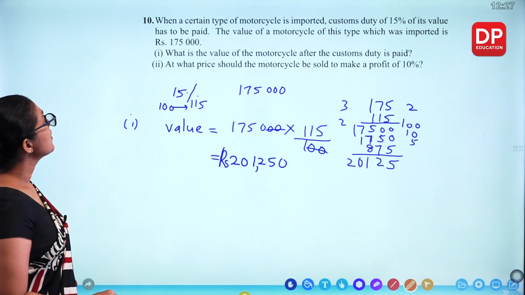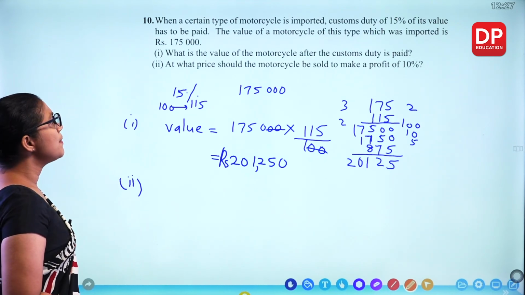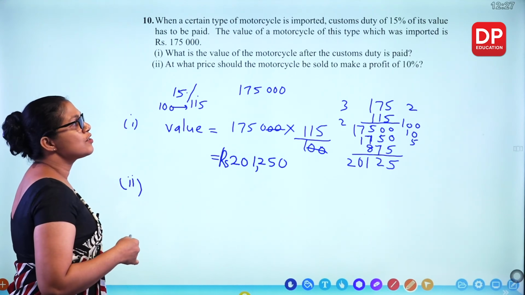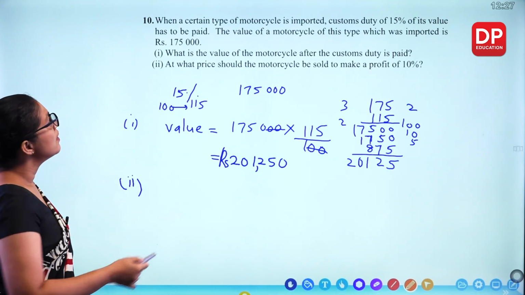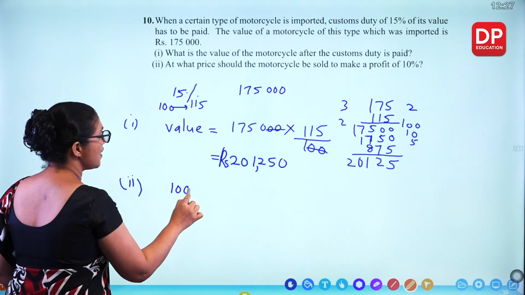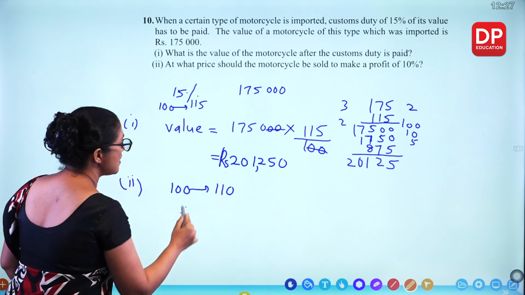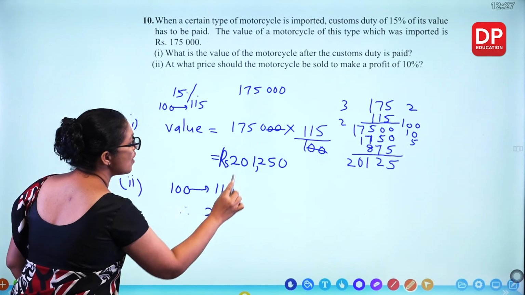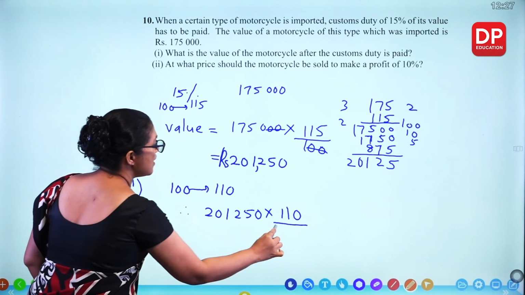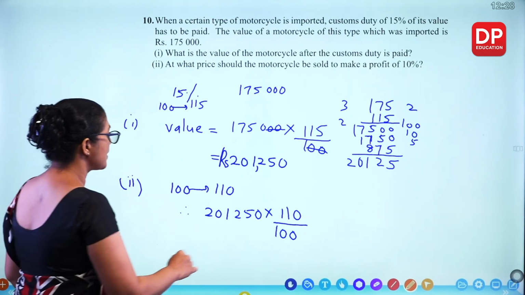That means 201,250 rupees. And the second part, at what price should the motorcycle be sold to make a profit of 10%? So to get a profit, you need to sell for 110 if this is 100. So we'll use that one. If it's 100, we have to sell it for 110. So therefore, if this is the price, 201,250 multiplied by 110 divide by 100 to get 10% profit.